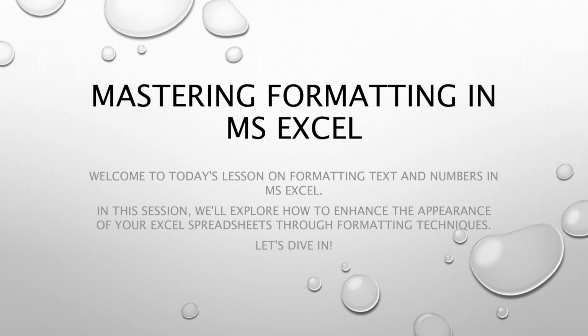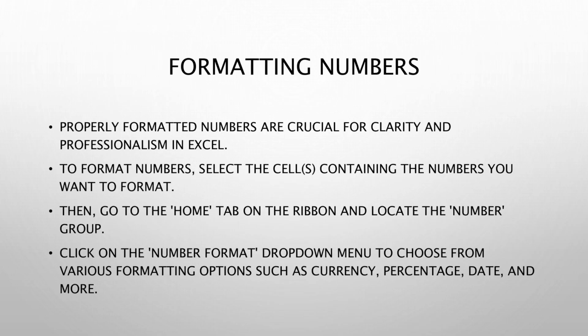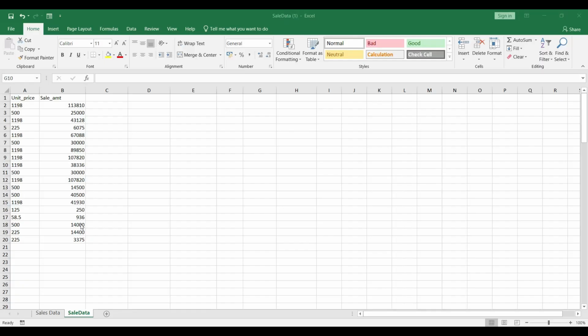Let's dive in. Properly formatted numbers are crucial for clarity and professionalism in Excel. To format numbers, select the cells containing the numbers you want to format. Then, go to the Home tab on the ribbon and locate the Number group. Click on the Number Format drop-down menu to choose from various formatting options such as currency, percentage, date, and more.